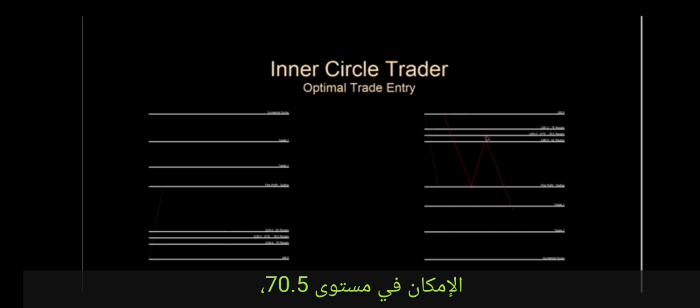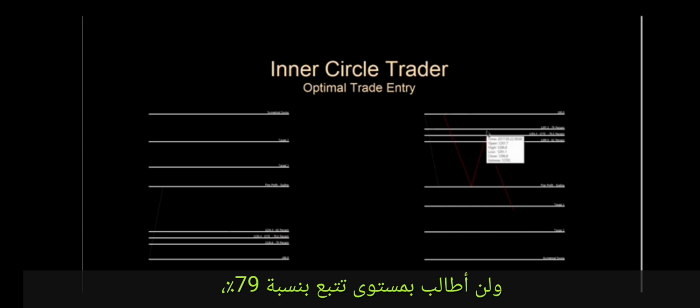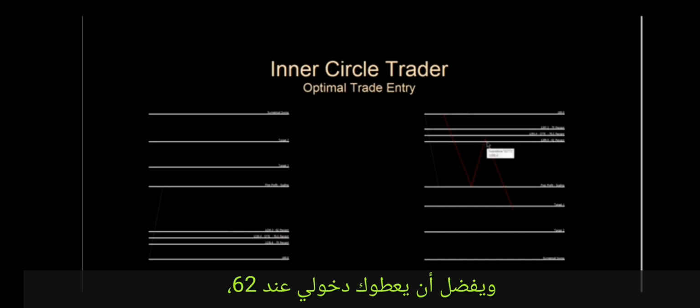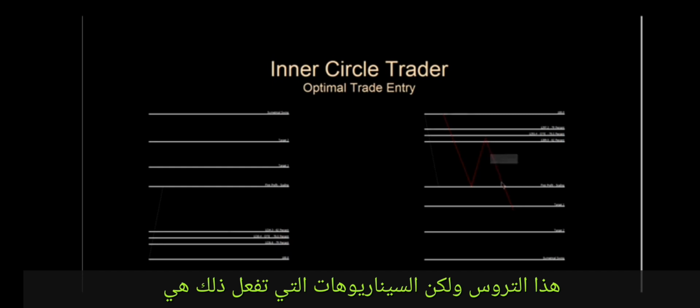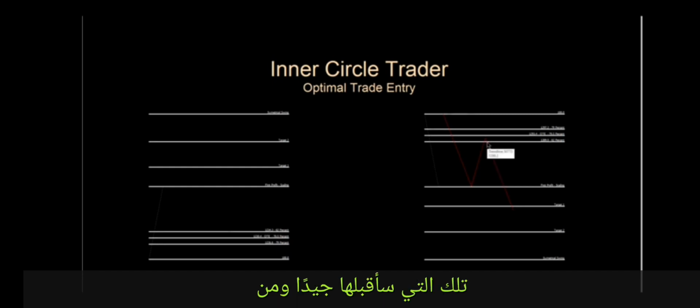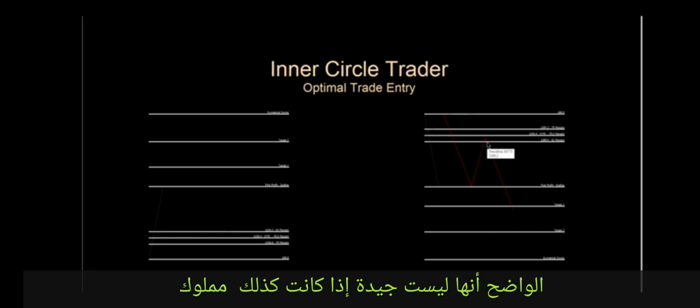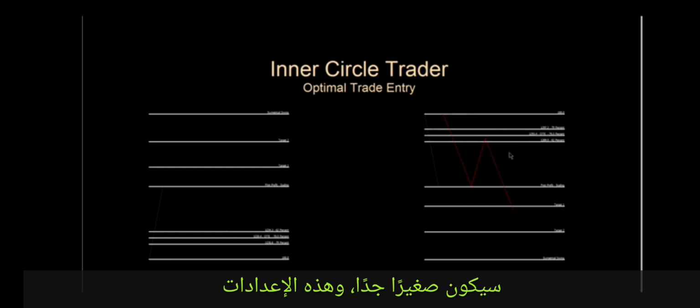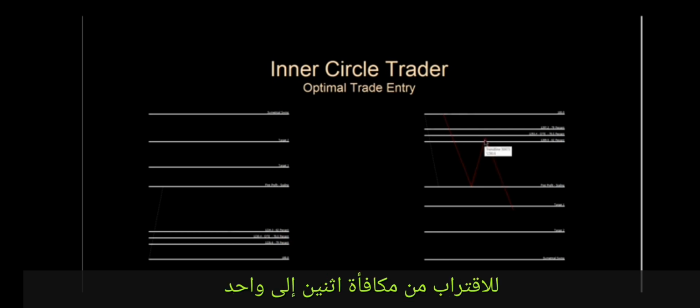Okay, and that's why I want to get as deep as I can into that 70.5 level. I'm not going to demand 79% retracement level. I'm going to be looking for the 70.5, preferably to give me my entry at 62. So that's what I'm looking for. So not all trade scenarios are going to give me this gearing, but the ones that do, they're the ones I'm going to take. Okay, and obviously it's not as good if it's on like a 1 minute or 5 minute chart, because the range is going to be very, very small. The setups that are on like an hourly chart, they're good because it'll give me enough of a range to get close to that 2 to 1 reward to risk.